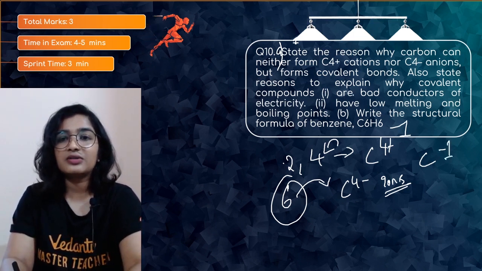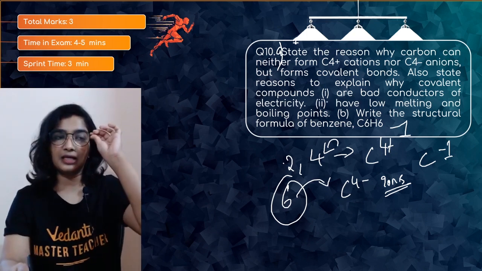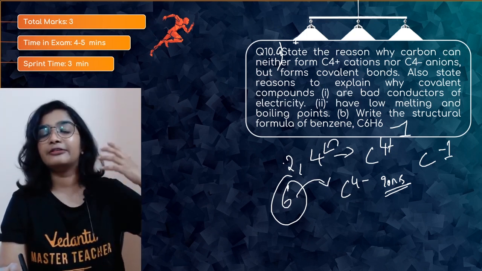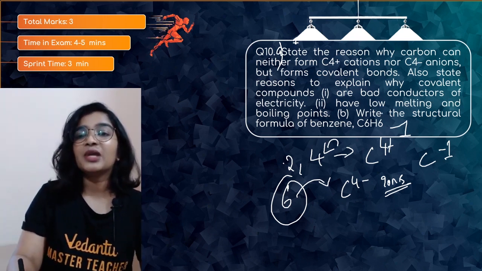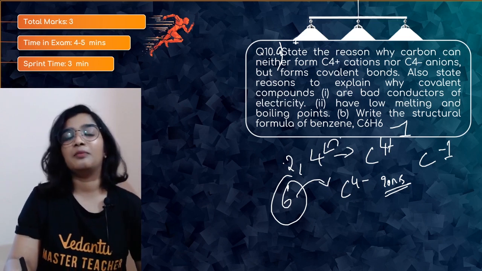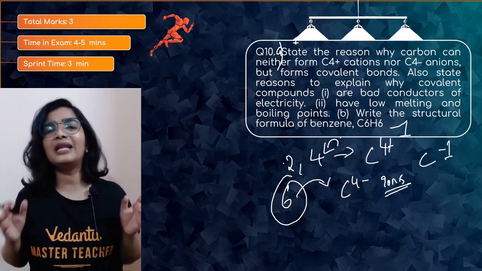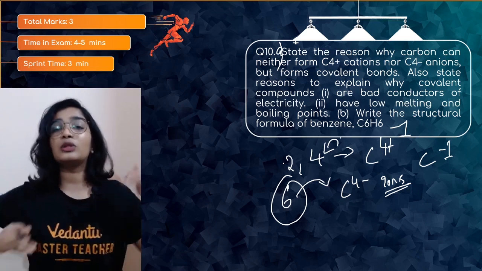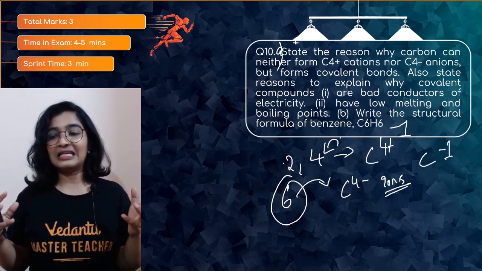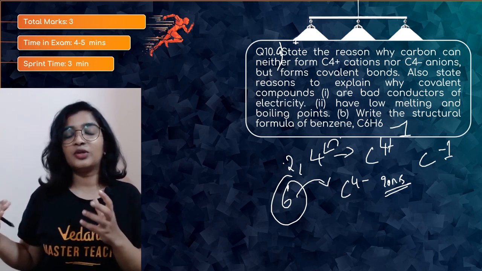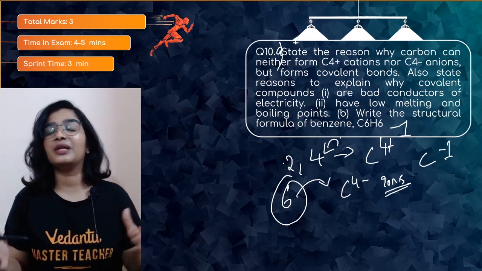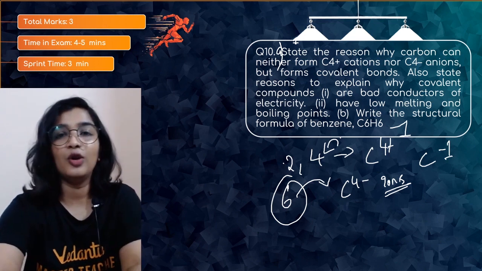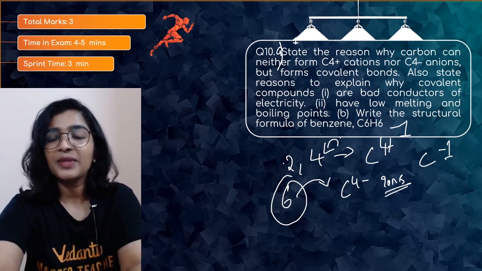Next, also state reasons to explain why covalent compounds are bad conductors of electricity. Why are they bad conductors? Because they do not have free electrons, or charged particles, to conduct electricity. And they have low melting and boiling point. Of course covalent bonds are strong, I accept, but not to that extent. The intermolecular force of attraction between the molecules is less, so you can supply a small amount of heat energy and break the bonds. That is the reason they have low melting and boiling point.